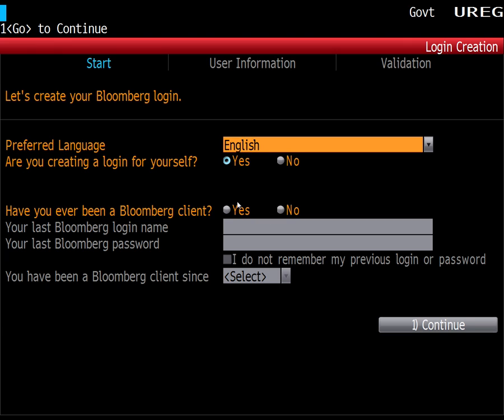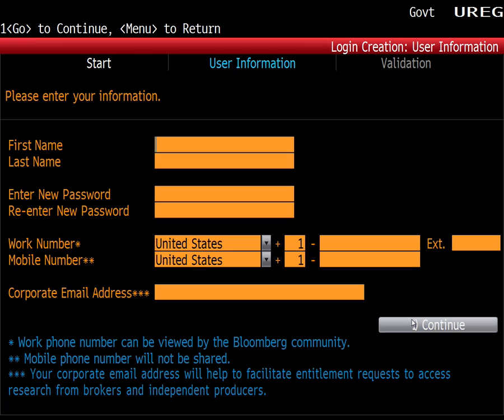Have you ever used Bloomberg before? Most likely no. Hit continue. It's going to ask you to type in your name, choose a password, put in a phone number, and an email address. Now, where it says corporate email address, it can be any email address. It doesn't have to be a umd.edu address. It could be a yahoo.com address. They don't care. Right? Because they know it's created on this terminal.